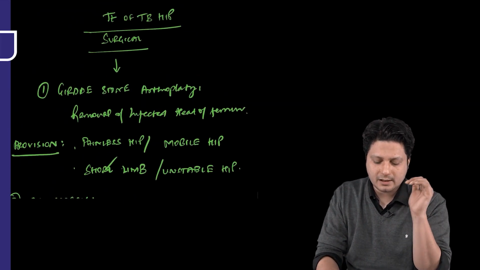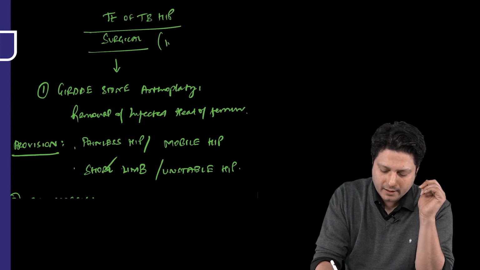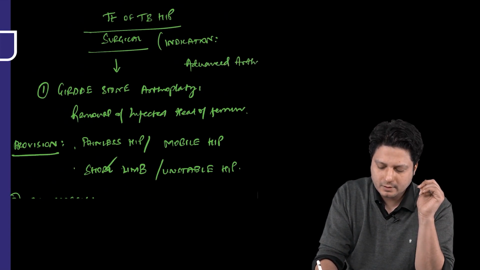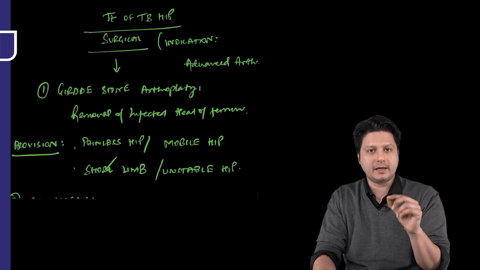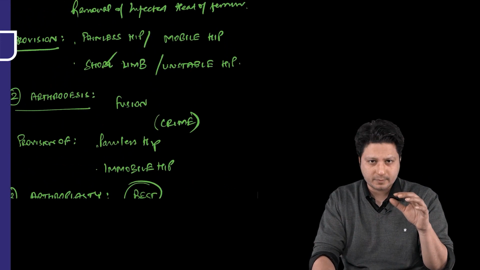Surgery is for those conditions where the hip joint is already destructed, like in case of advanced arthritis. So, surgical treatment of tuberculosis hip joint, the indication is always advanced arthritis. Alright, advanced arthritis is always the indication for performing the surgery. So, hopefully everything is clear related to this particular topic.